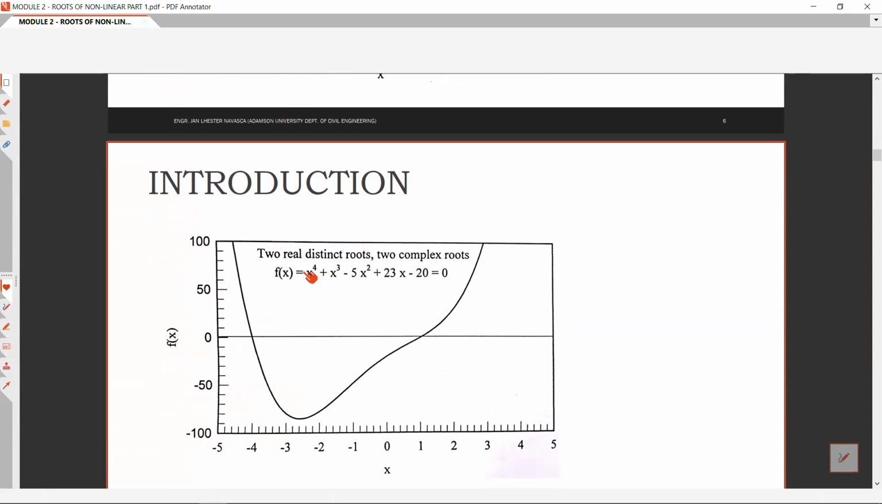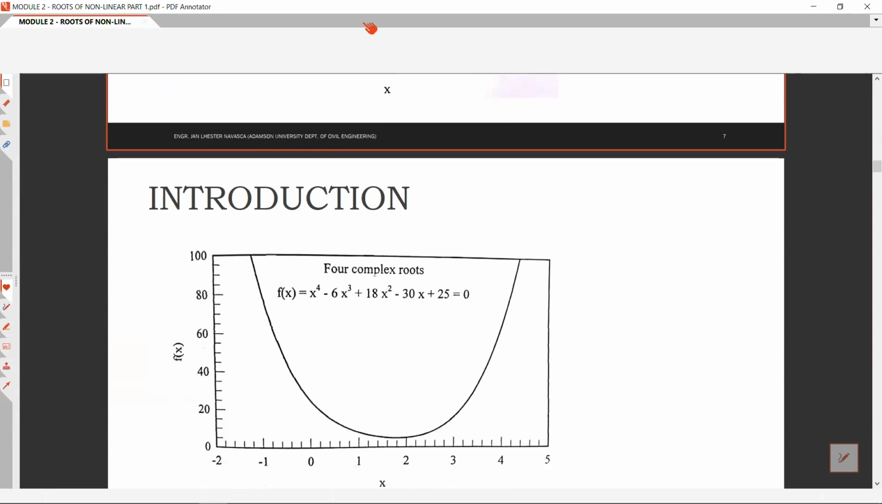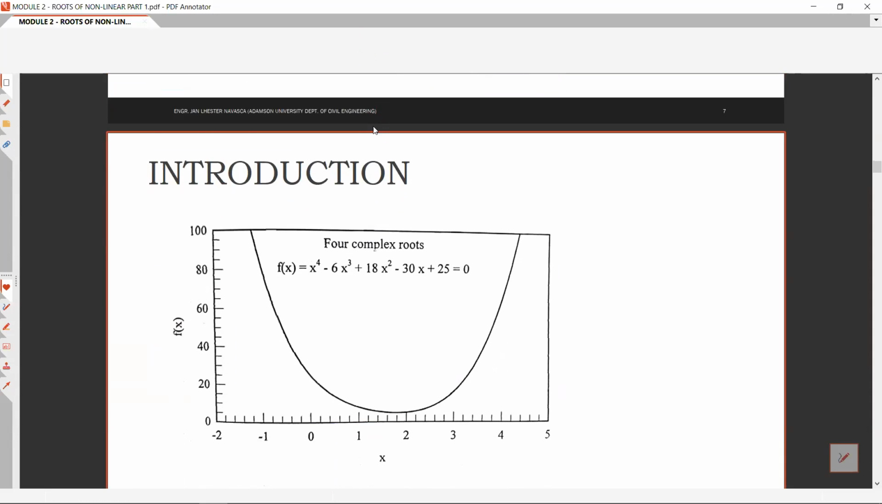This happens because, for example, there is a negative number. Also, you can have 4 complex roots, all of them complex. So this is also an example of an equation with 4 complex roots.